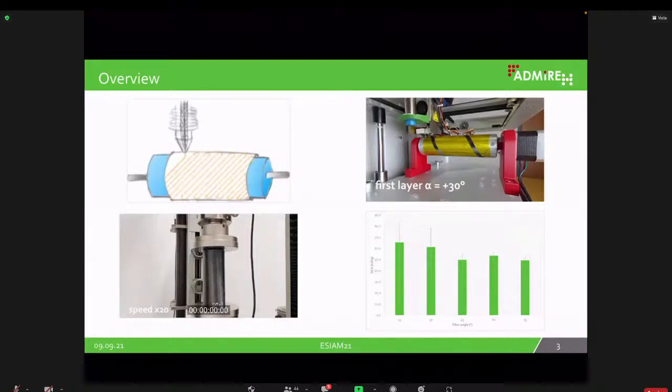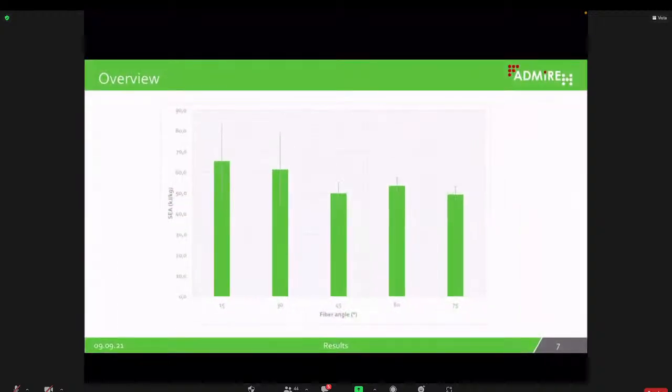Hi, thanks for the presentation. It's very interesting to see the effect of this fiber angle. I'm just wondering, especially on this fiber angle plot that you have, I see that you seem to have a much larger deviation for your lower fiber angles. Is this something systematic that you identify?